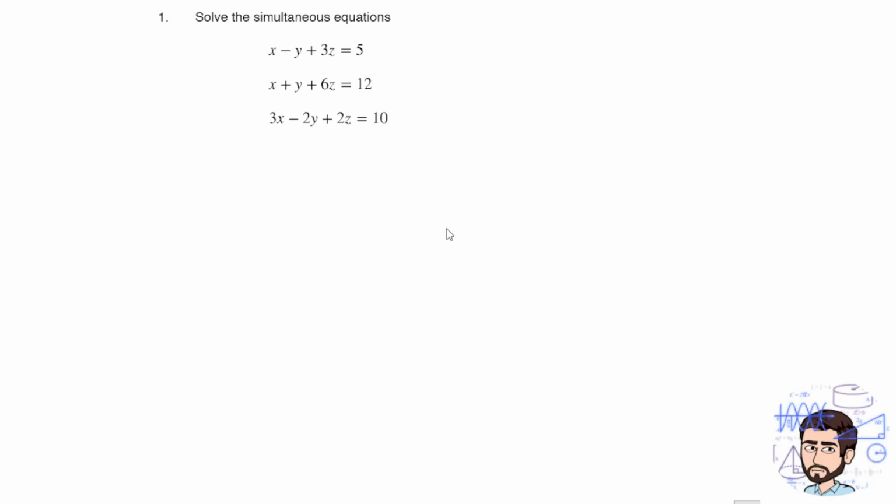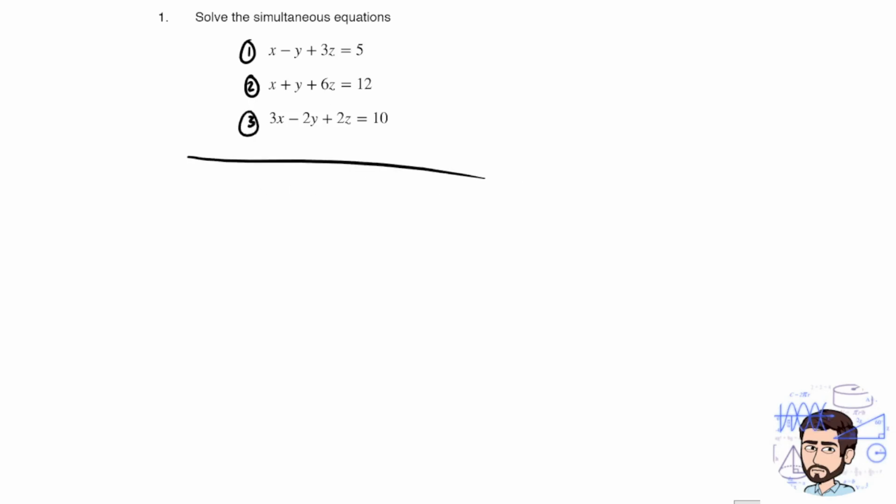So solve the simultaneous equations. x minus y plus 3z is equal to 5, x plus y plus 6z is equal to 12, and 3x minus 2y plus 2z is equal to 10. Well, the first thing I would do if I was doing this question, I would label these equations. So I'm going to call this 1, this 2, and this 3.